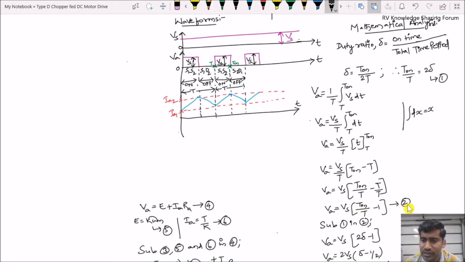Now let us substitute equation 1 in equation 2. So VA is equal to Vs into, instead of T on by T, from equation 1 we get 2 delta.